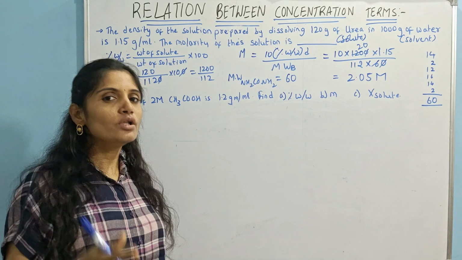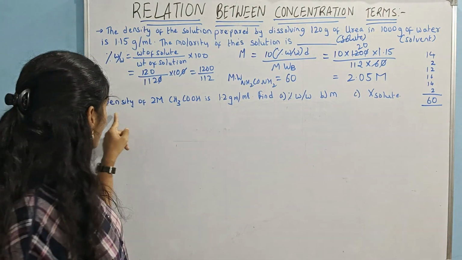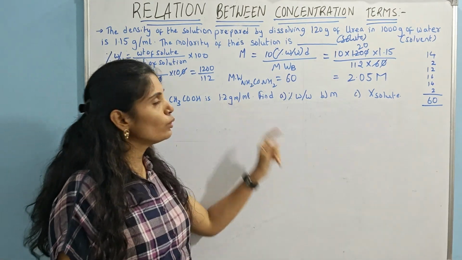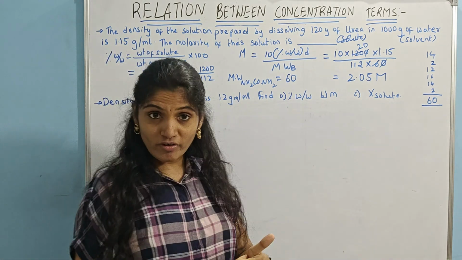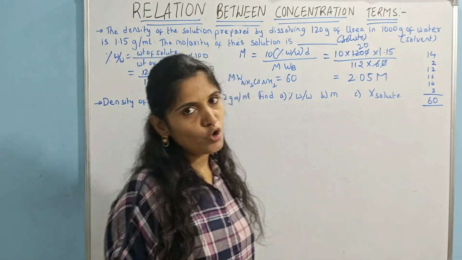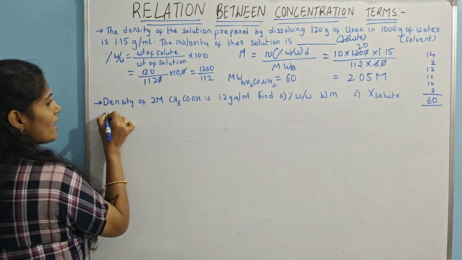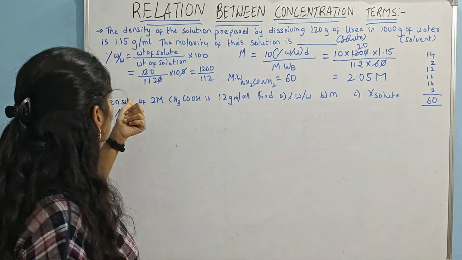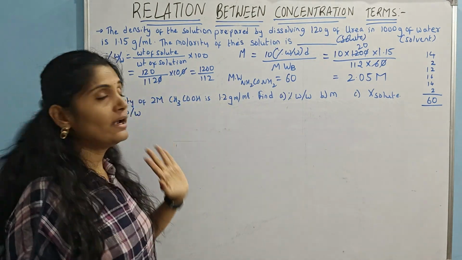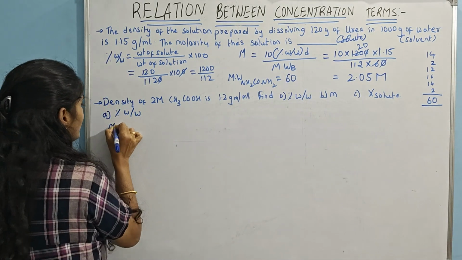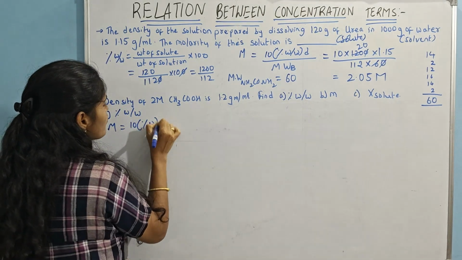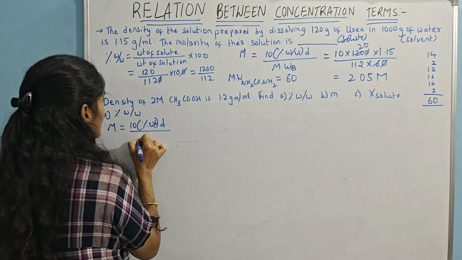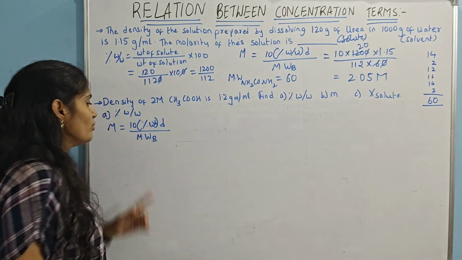If you see the question, the density of 2 molar ethanoic acid or acetic acid is 1.2 gram per ml. Find percentage weight by weight, molarity and mole fraction of the solute. So first let me start with the calculation of percentage weight by weight. How can I calculate percentage weight by weight when density and molarity are given? We know the formula. Molarity is equal to 10 into percentage weight by weight into density divided by molecular weight of solute.